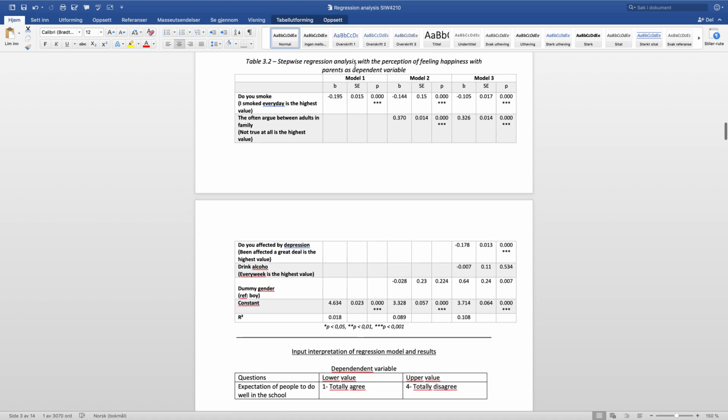And then you have the stepwise regression with the perceptional feeling of happiness with parents. And you have this is smoking. Same result. Smoking every day is the highest value. So people who smoke a lot, they are less happy with their parents.